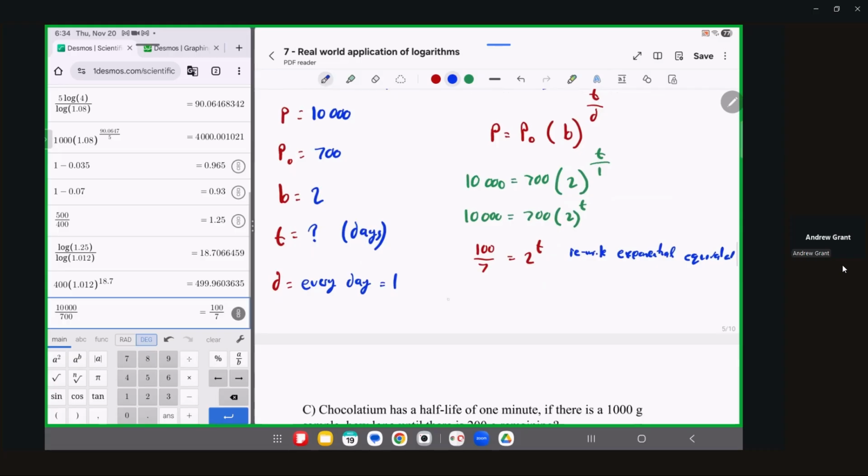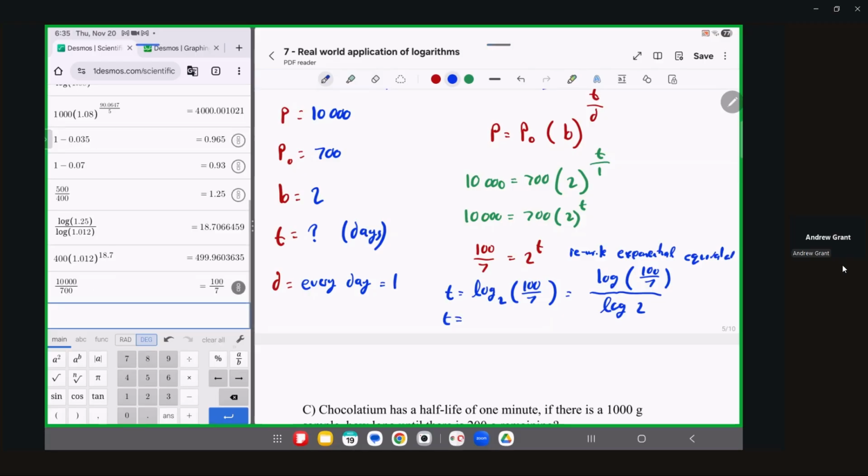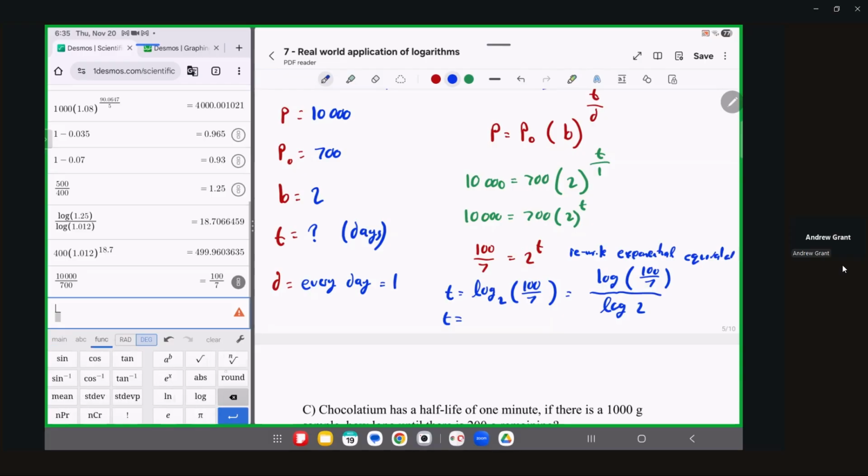we have this as log, perhaps I want to write T. T is equal to log base 2 of 100 divided by 7, which will be equal to log of 100 divided by 7 over log of 2. And so let's see what we get. So type in our logs.